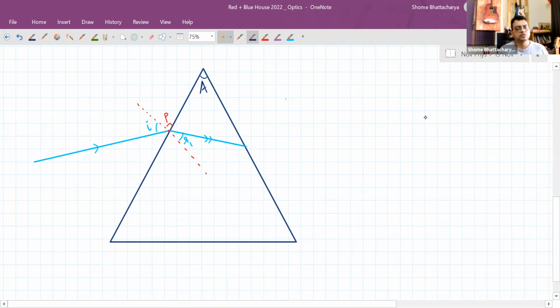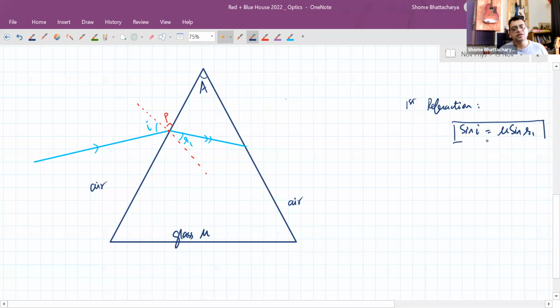So for this first refraction, this glass has a refractive index mu, and on either side we have air. So we have sine I is equal to mu sine R1. So given I, we can calculate R1 from this. Okay. Now the geometrical thing starts.